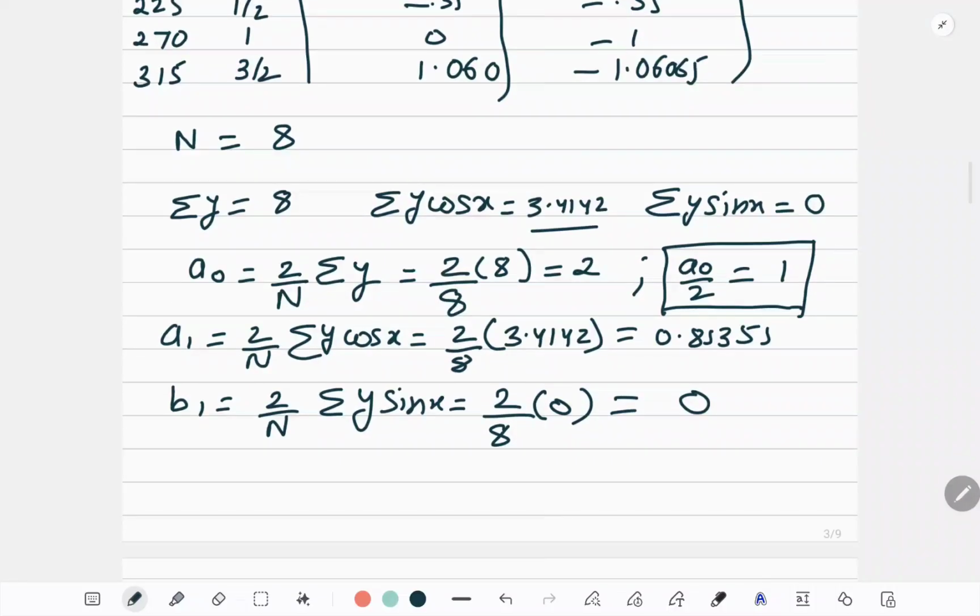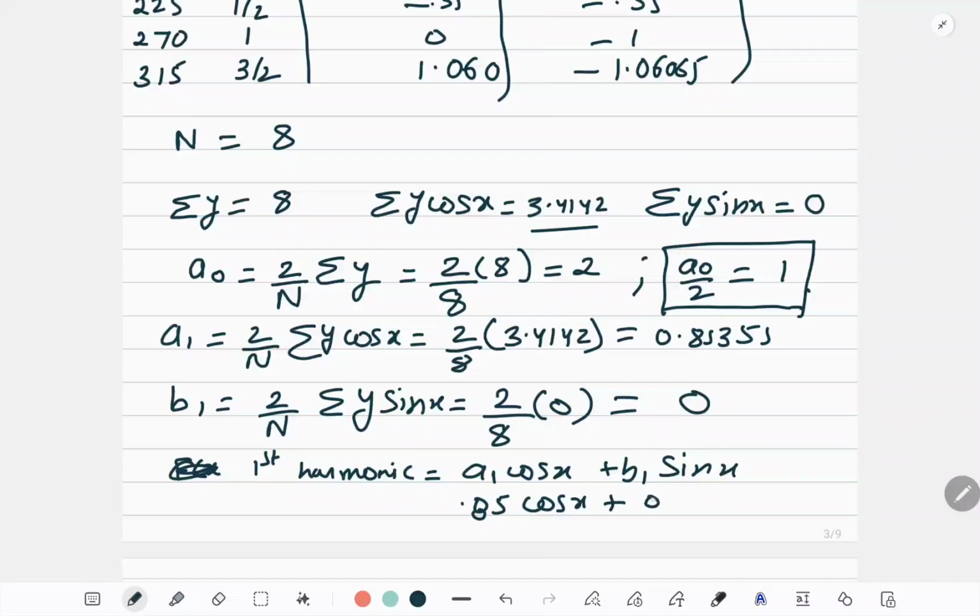Now how will I write the answer? As I said, the answer is written like this. I know this is the constant term, and the first harmonic, if they ask only for that, write down the first harmonic. So first harmonic is equal to A1 cos x plus B1 sin x. So A1 is how much? 0.85 cos x plus 0 sin x. So this is the first harmonic.